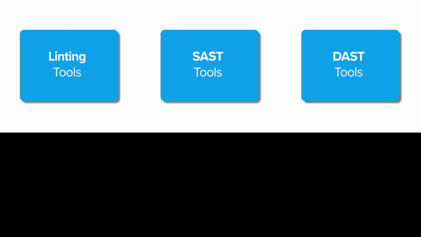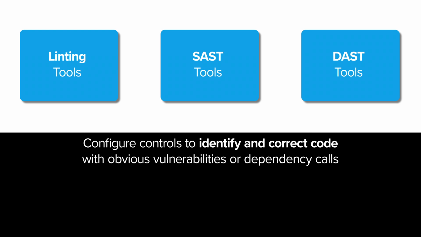Configure controls such as linting tools, SAST tools, or DAST tools to identify and correct code with obvious vulnerabilities or dependency calls as part of your build pipeline, preventing them from being deployed into production.